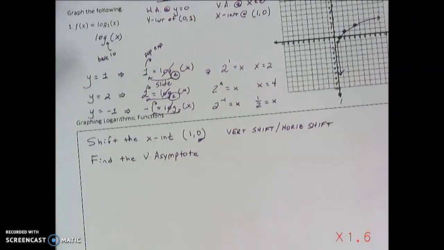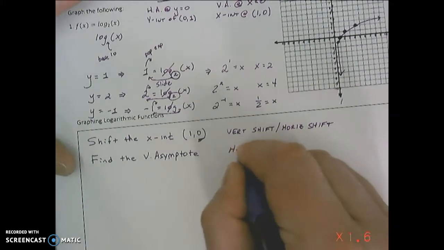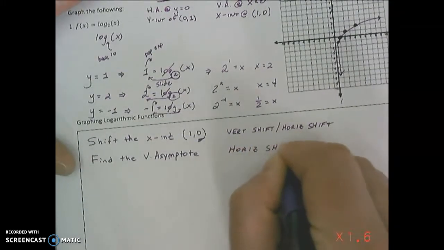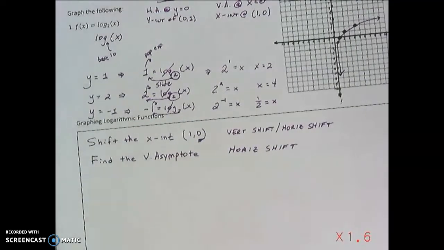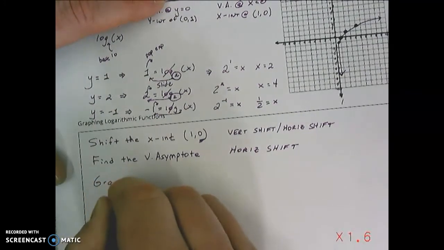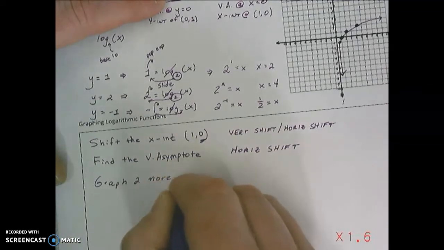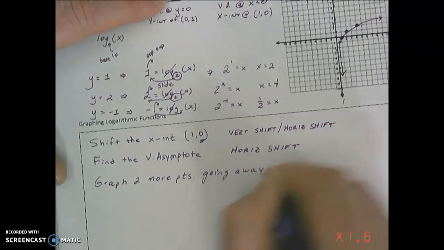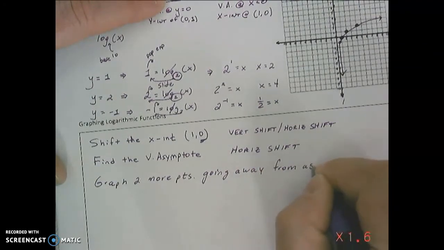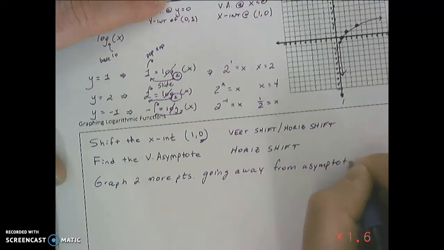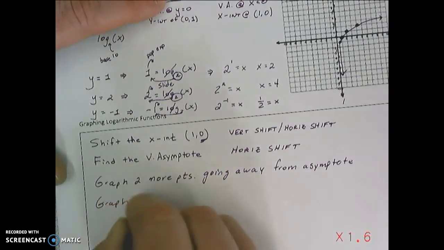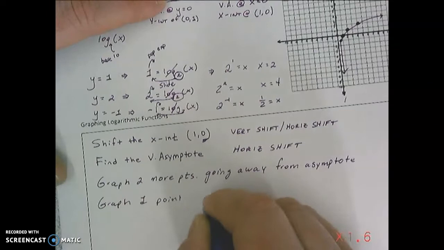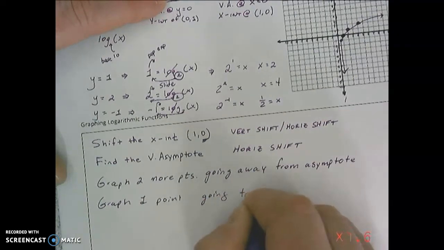Okay? We will find the vertical asymptote. The vertical asymptote would only be affected by a horizontal shift. A vertical line would only be affected if it moves left and right. And then we're going to graph 2 more points going away from the asymptote, and 1 point going towards it by making a table of values.